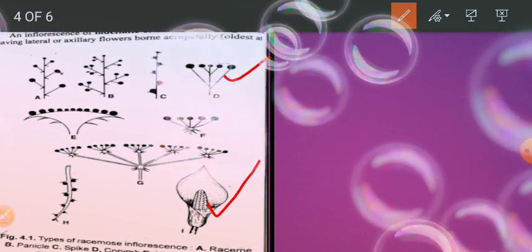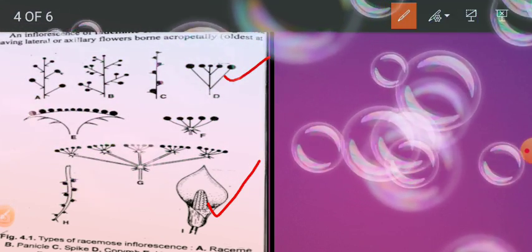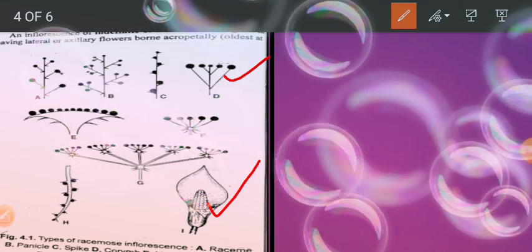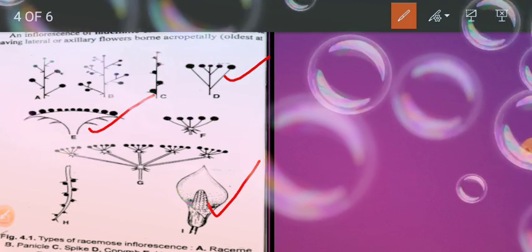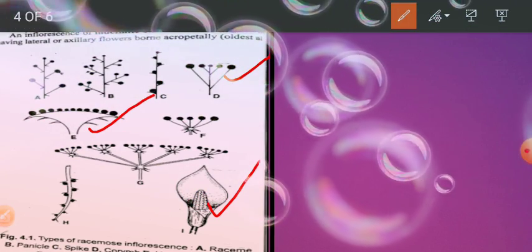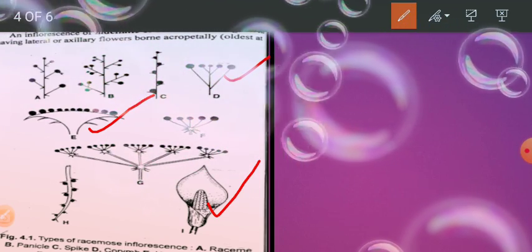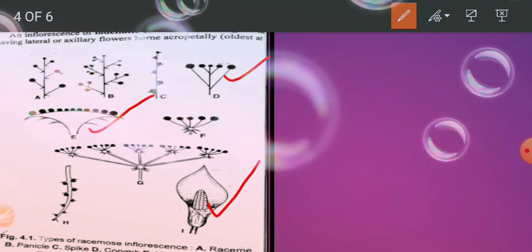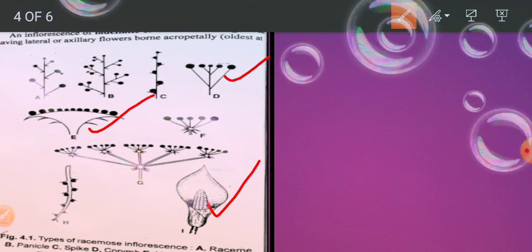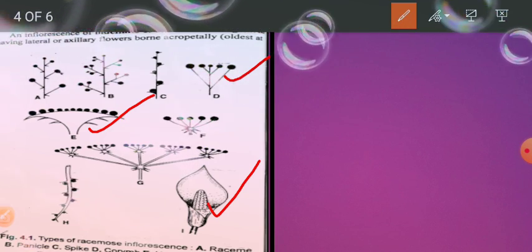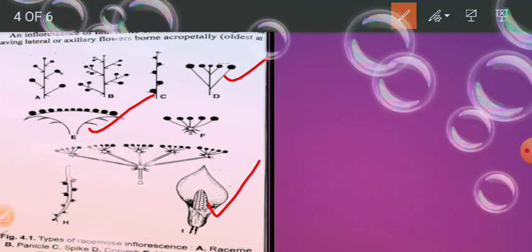Then comes the capitulum or the head type. This is the capitulum or head type. It is the flat-topped or spherical dense racemose inflorescence in which many sessile flowers are borne on a common receptacle in acropetal succession. That's why the outer flowers are the more mature. Example is the Compositae, Asteraceae family.